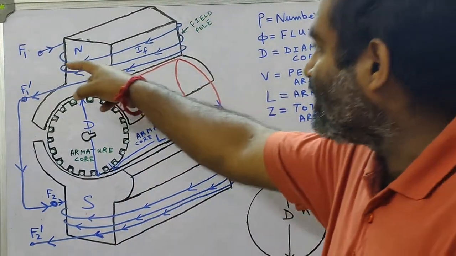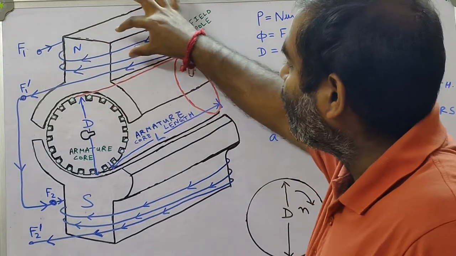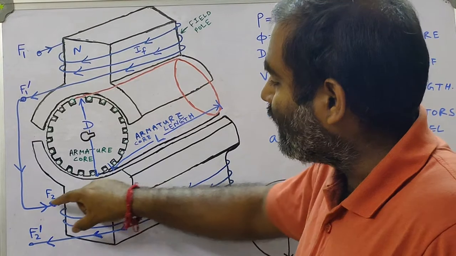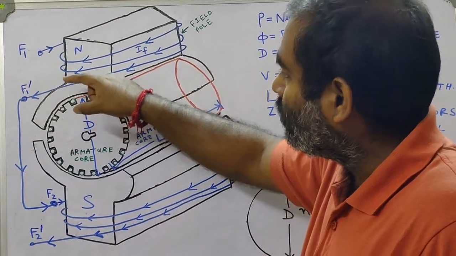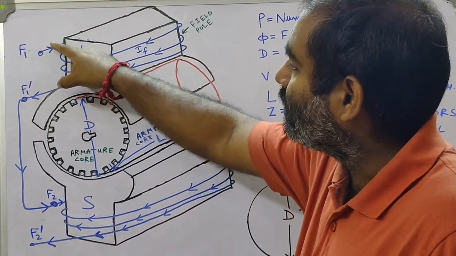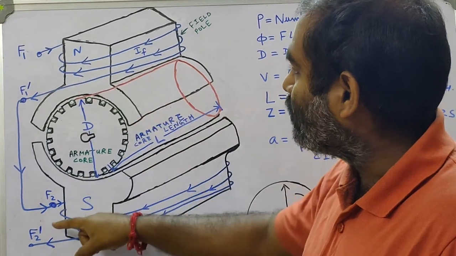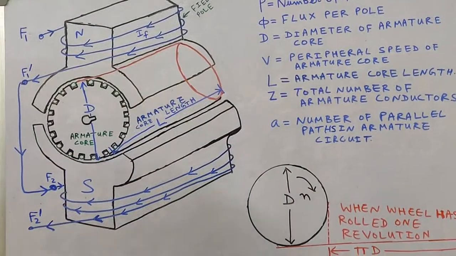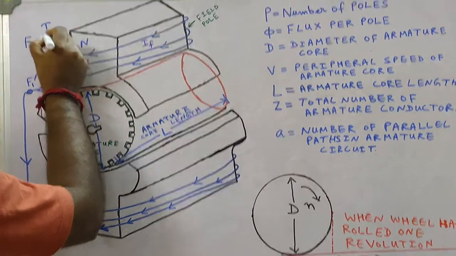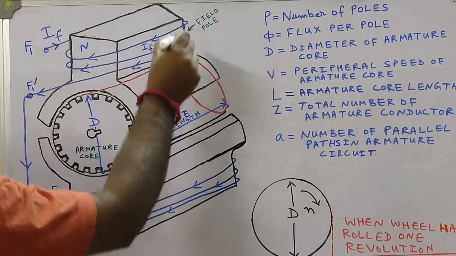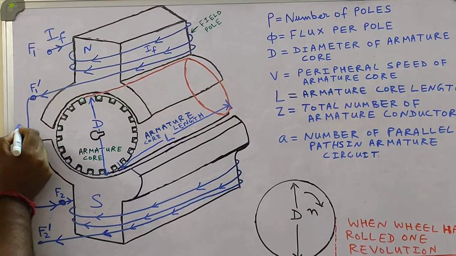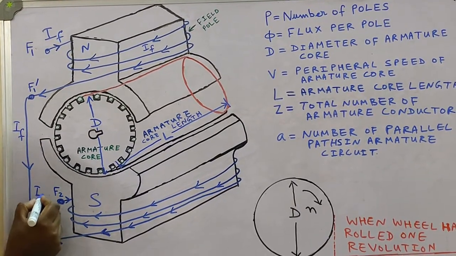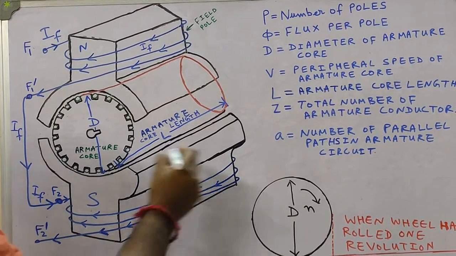So you can clearly see here that the field coil on this pole and the field coil on this pole are connected in series, right? So whatever current is passing through this field coil, the same current is also passing through this field coil. So you should be very careful to observe that if IF is the field current, then that same field current IF is also entering this coil. Okay, so here also the field current is IF.